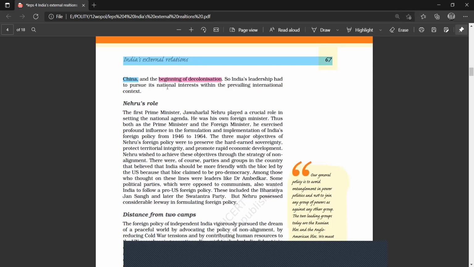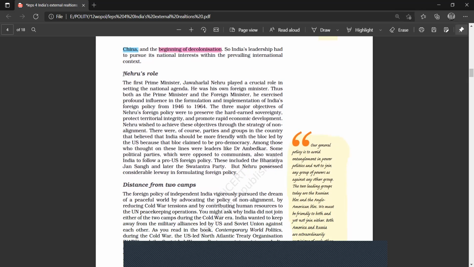So India's leadership had to pursue its national interest within the prevailing international context. All right. So here we will understand the role of our first Prime Minister, Pandit Jawaharlal Nehru. The first Prime Minister Jawaharlal Nehru played a crucial role in setting the national agenda. So he set the national agenda. That's the first thing. All right. He was his own foreign minister. And why is this book saying this? We are going to read further. Why is he his own foreign minister?